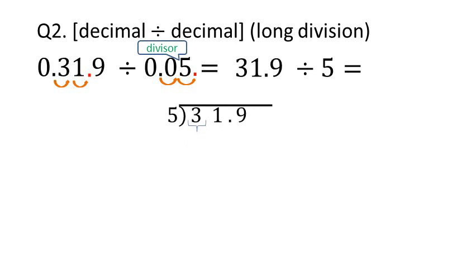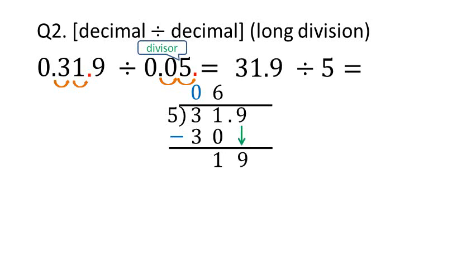Consider 3. How many 5s can fit into 3? We have 0 5s in 3. Now we consider 31. How many 5s can fit into 31? We can have 6 5s in 31. 5 times 6 is 30. Subtract 30 from 31, which is 1. Then we move the 9 down.